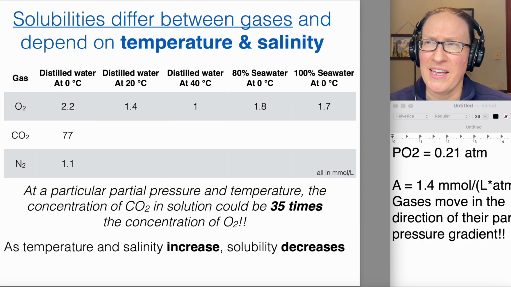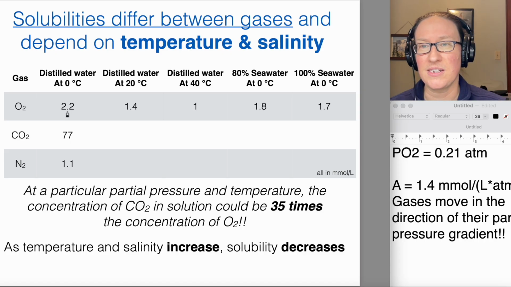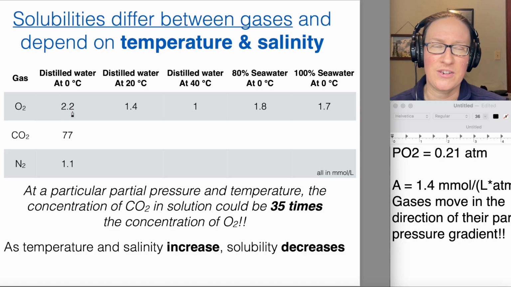So again, the behavior of different gases in water depends on the identity of the gas. It also depends on two other conditions of that aqueous solution. It depends on the temperature of the solution and on that solution's salinity or salt concentration. So to help us think about this, this is a table derived from information in our textbook. Let's first look at the solubility coefficients for oxygen across a series of different conditions. So if we think about oxygen in distilled water at 0 degrees Celsius, the absorption coefficient there is 2.2.